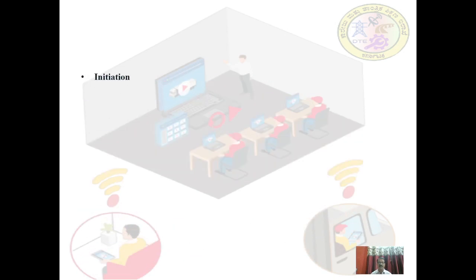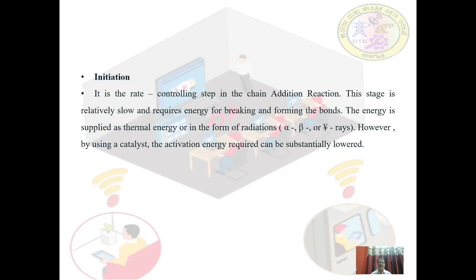Polymerization reaction takes place in four steps: initiation, propagation, chain transfer and termination. These are the four steps through which the polymerization reaction takes place. First, if we bring simply the monomers together, the polymerization does not take place. It requires some initiation. That initiation energy is required for the formation of a polymer. So it is the rate controlling step in the chain addition reaction.